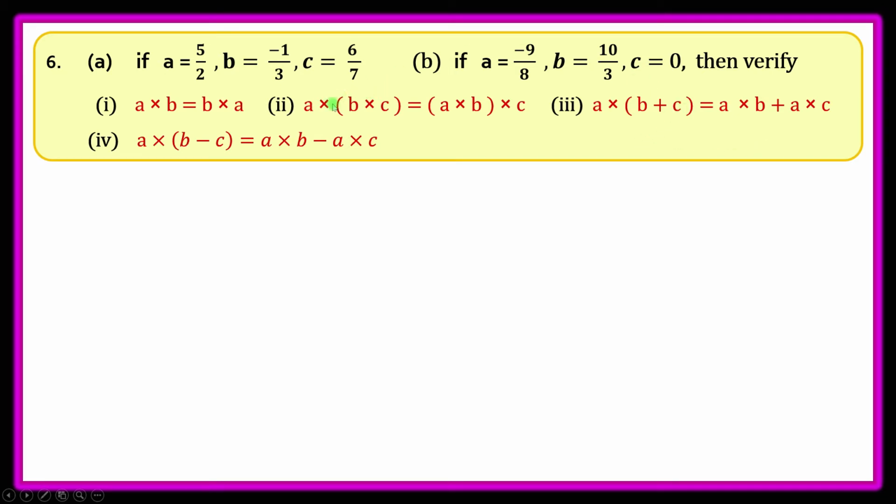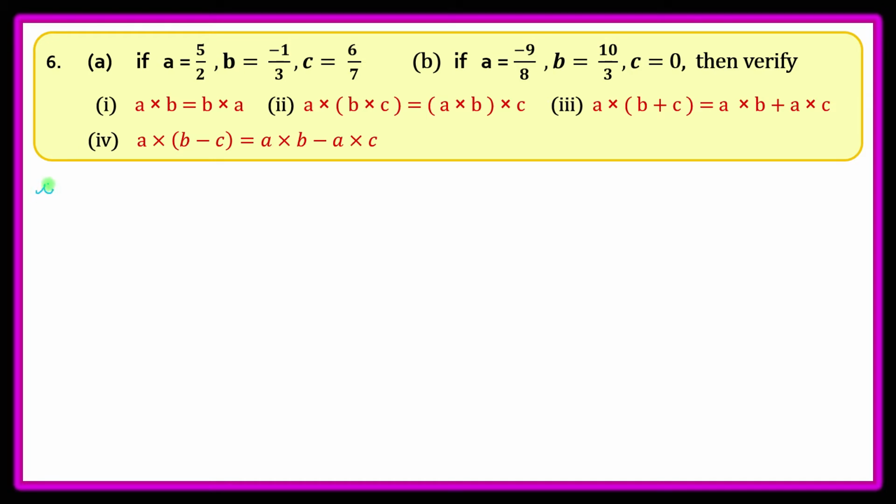Okay my friends, this is just the commutative property, associative property and distributive property. So now let's solve this question. As we know, in this type of question, as it says verify, it means that we have to prove that left hand side equals right hand side. So now we are going to begin with the first part. The first part says A into B equals B into A.